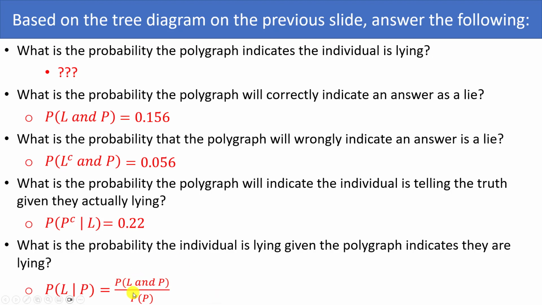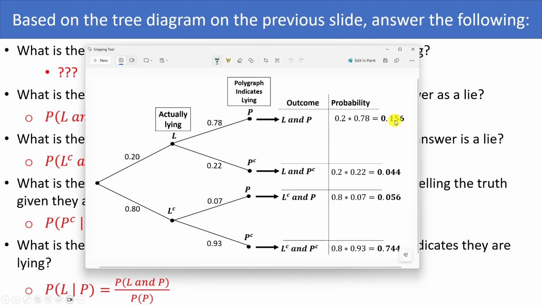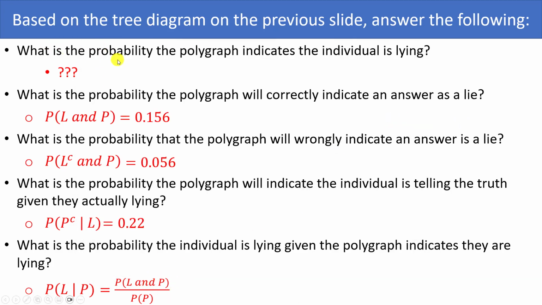Now, I'm not going to solve this right here because to find the probability of P, you'd have to actually solve the very first answer here, which was the one that I left blank. So this is another one left for you to complete. If you've completed the very first question, then you should be able to complete this one as well. All you'd have to do is take L and P, which is 0.156, and divide by your answer from the very first part. And I think that is all I had to talk about here related to tree diagrams.